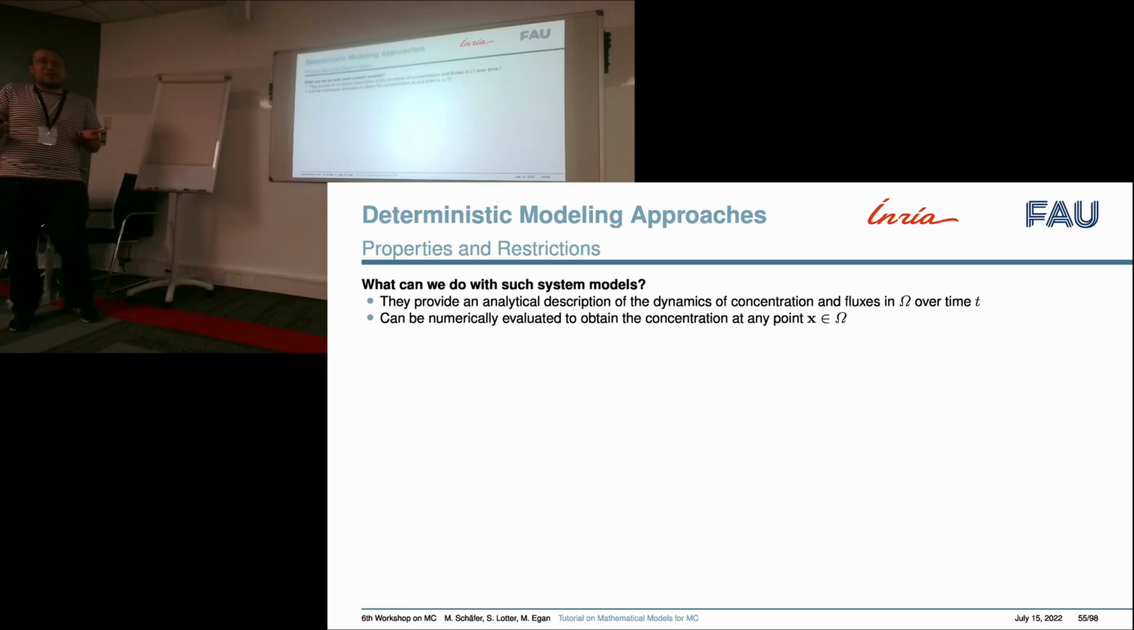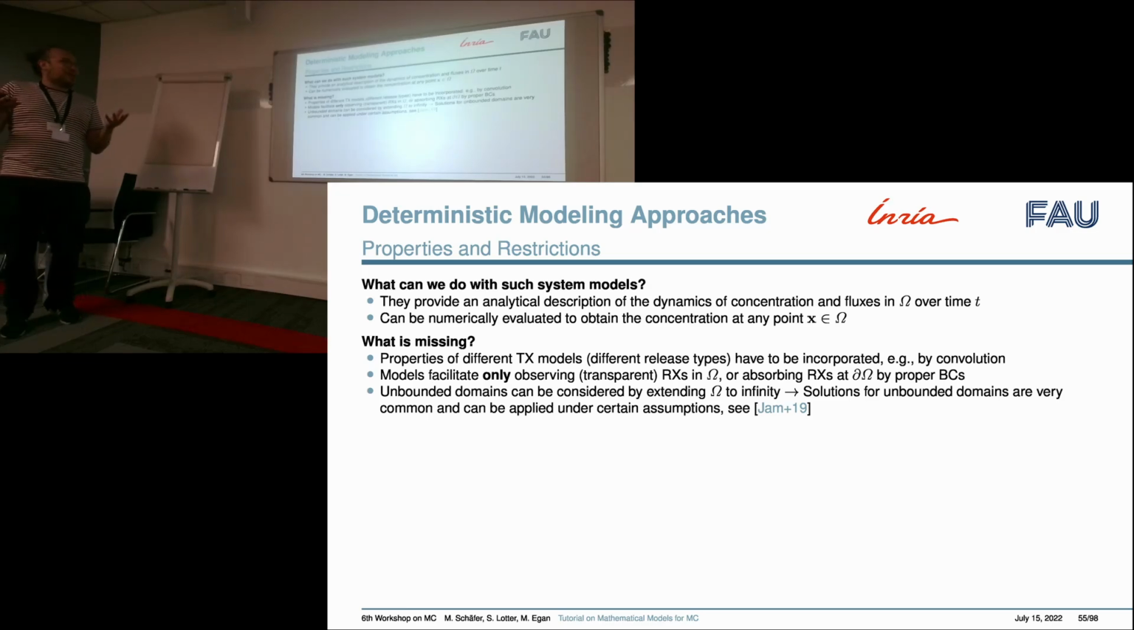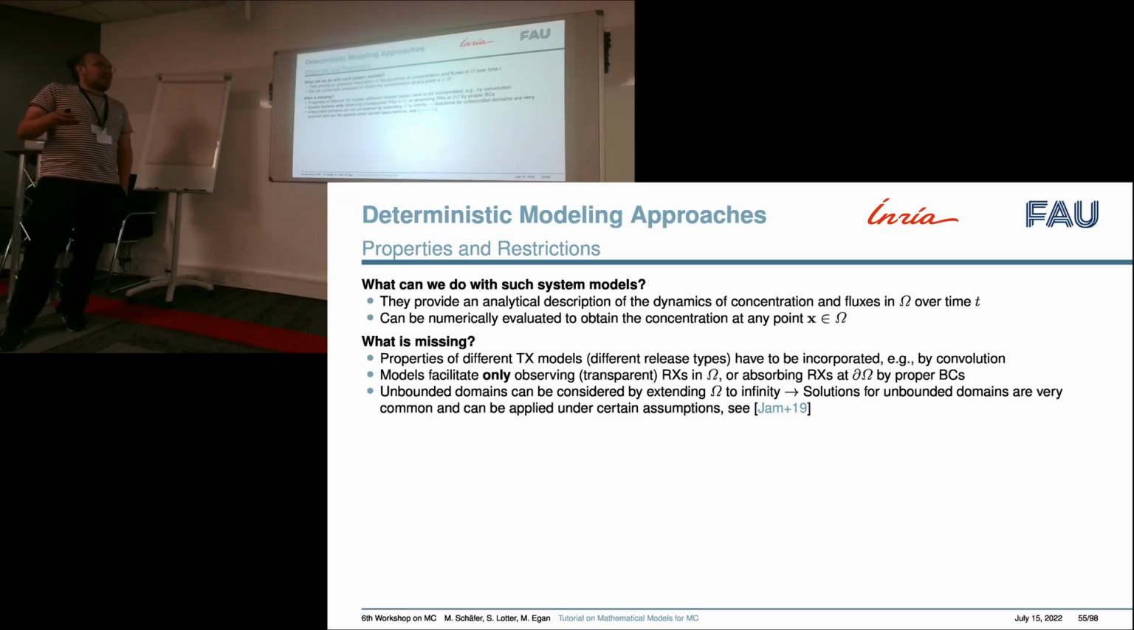So what can we do with such system models? They provide an analytical description for the dynamics of the concentration and fluxes over time. And they can be numerically evaluated to obtain the concentration at any point in the volume. But what is missing here? We have not incorporated the properties of different transmitters, so different release types, and how can we incorporate them? Most obviously by convolution. And most of these models only facilitate transparent receivers, because we have just an expression for the concentration at some point in the volume.